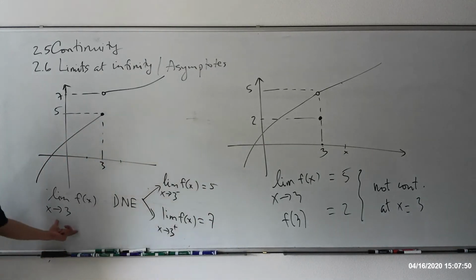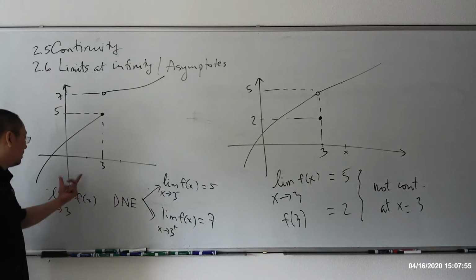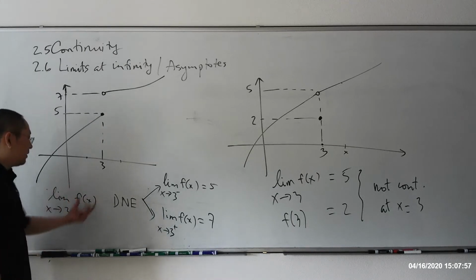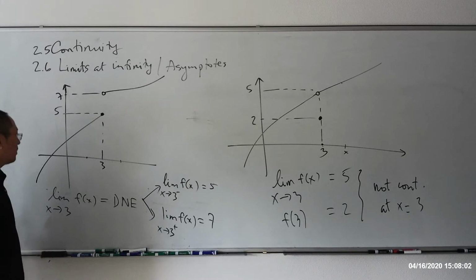Now I don't even care about the value of the function at all. It has two things to have continuity, right? The limit equal to the value, and the function equal to the same value. In this one right here, it doesn't even have a limit. So for sure it's not continuous.